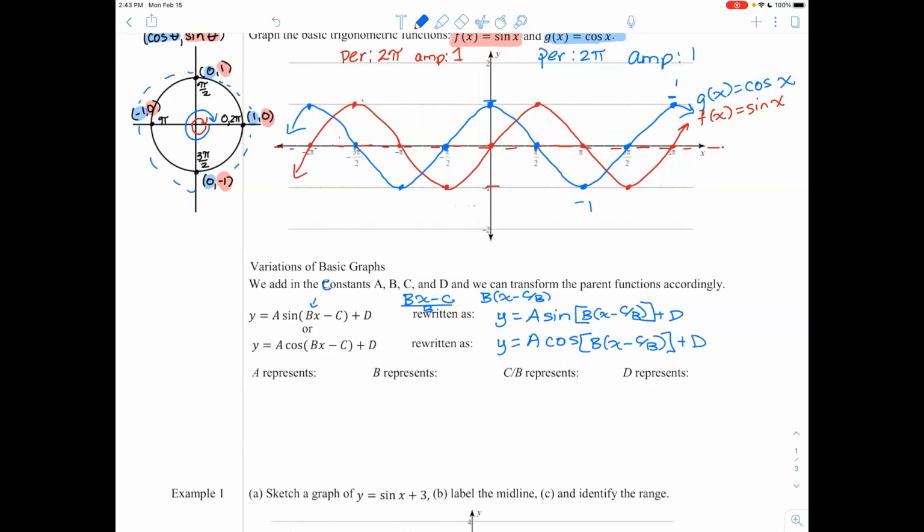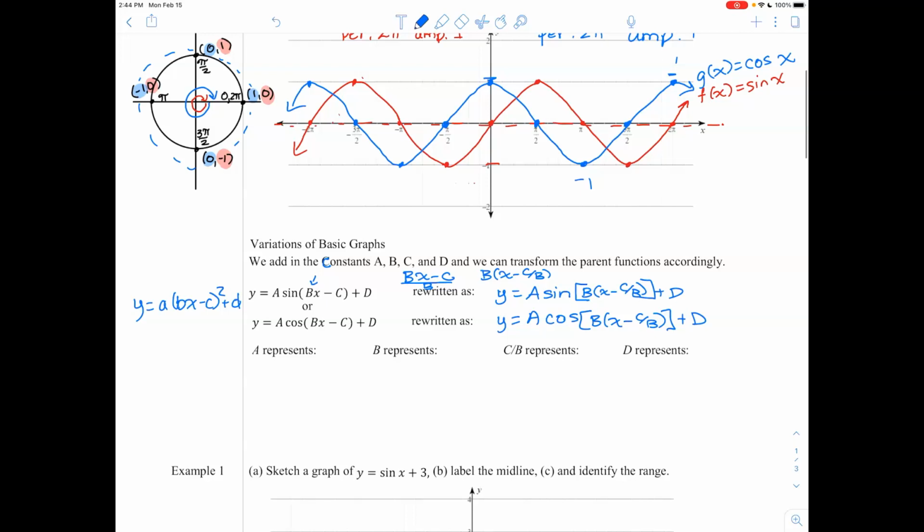Now, hopefully you're looking at it going, okay, so I recognize that. Like if I were to give you something like y equals a times the quantity bx minus c squared plus d, that would be giving you a quadratic in transformational form or vertex form. And the a, b, c, and d basically do the same thing, regardless of what kind of function we're working on. All right, so let's just define what a does.